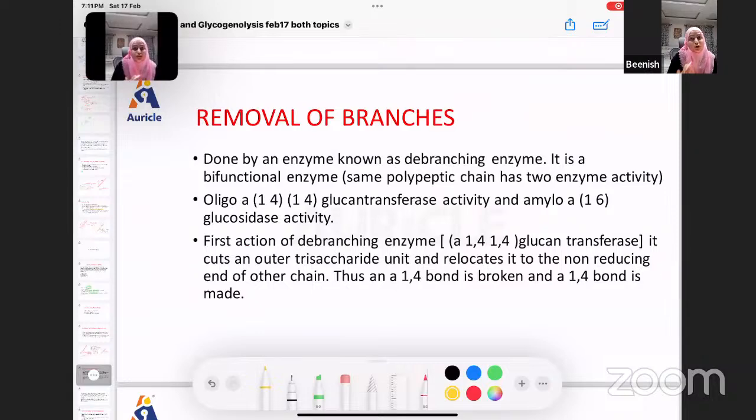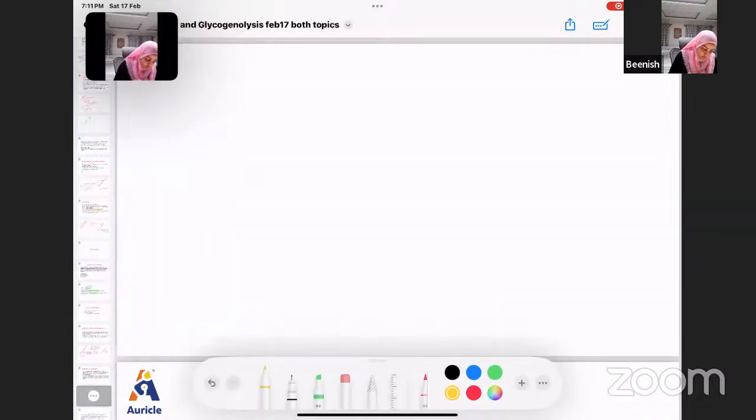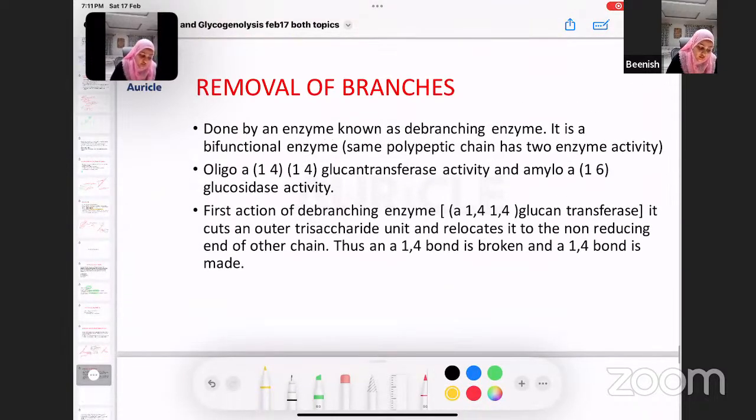Then the question arises how the branches are removed. So this is the second step, how your branches are removed. This is done by an enzyme known as debranching enzyme. It is a bifunctional enzyme. Now, what is a bifunctional enzyme? Bifunctional enzymes are those enzymes which have two enzyme activities. That is, the same polypeptide chain will have two different enzyme activities. That is a bifunctional or a tandem enzyme. So your debranching enzyme, the enzyme which removes the branches, is a bifunctional enzyme.